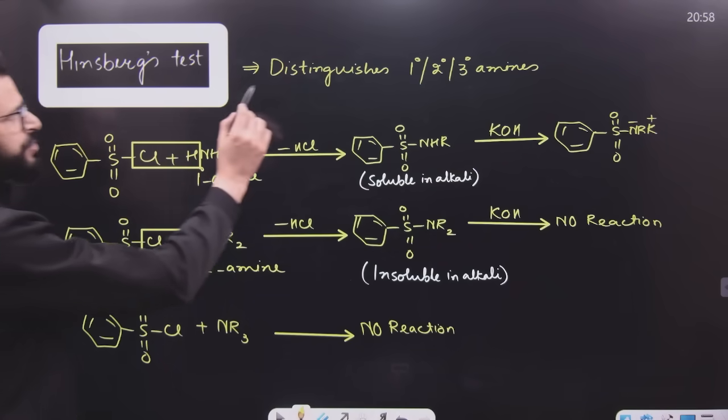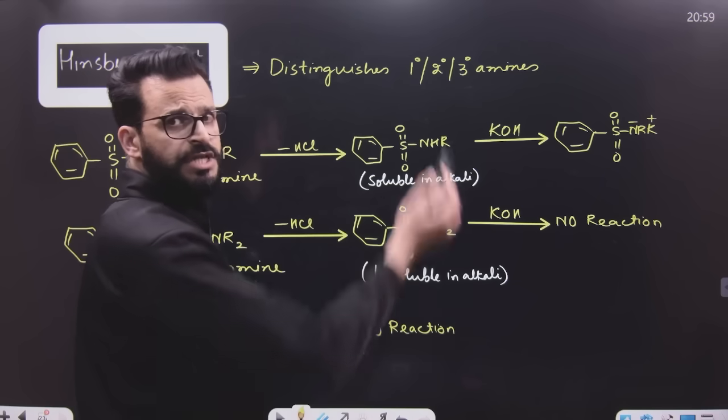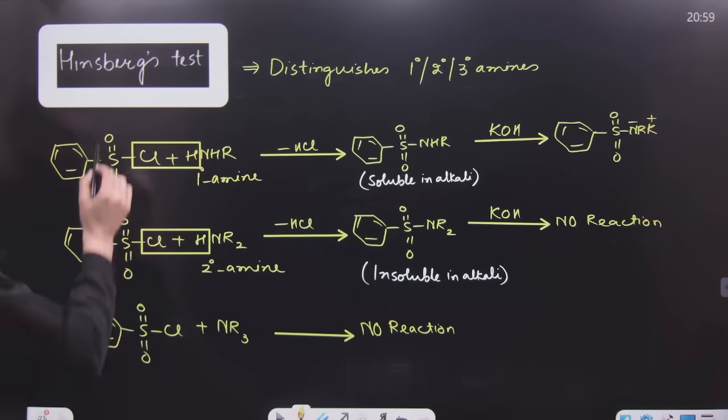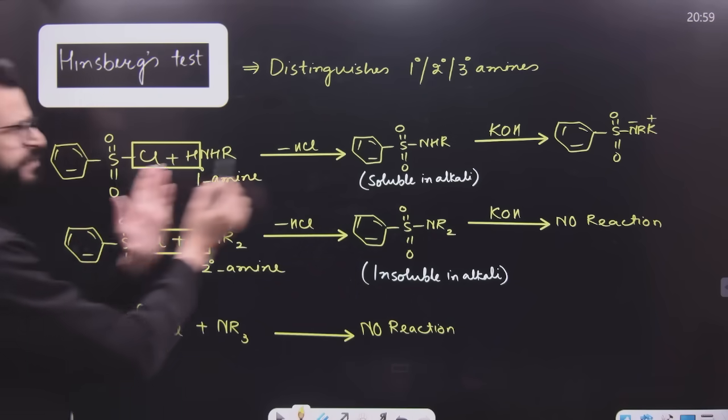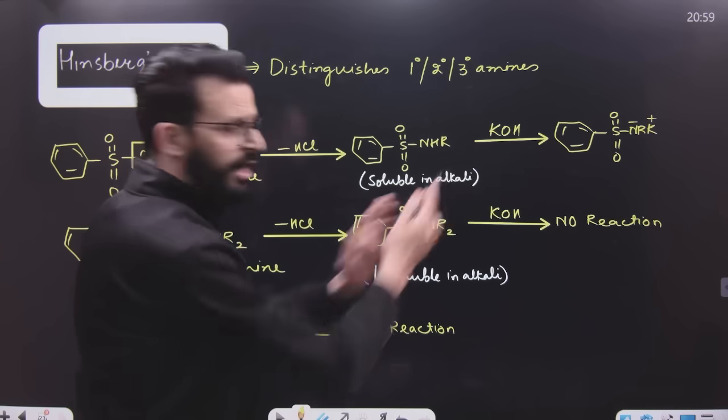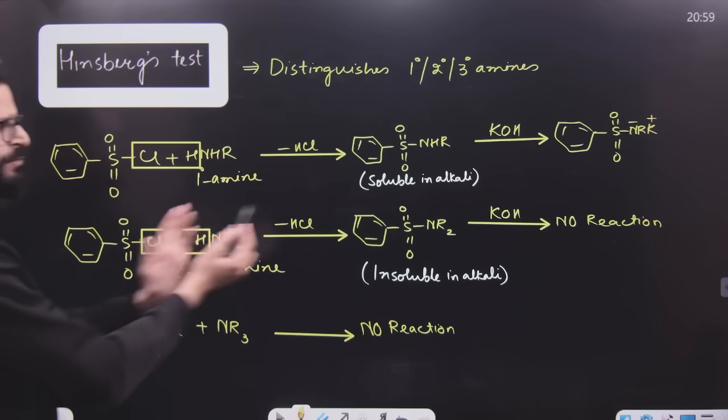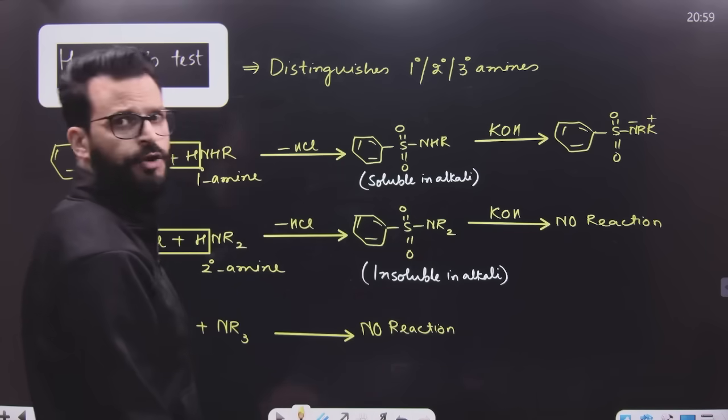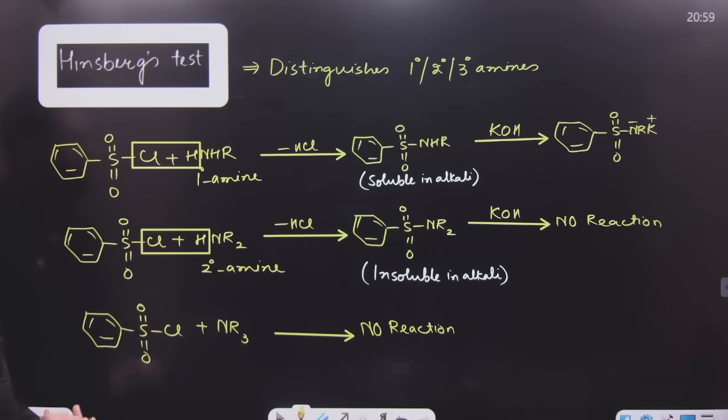Remember, Hinsberg reaction is used as a test to distinguish primary, secondary and tertiary amine. During this reaction, primary amine first forms a solid which is soluble in KOH. Secondary amine forms a solid, but that is insoluble in KOH or alkali. Tertiary amine does not react at all.